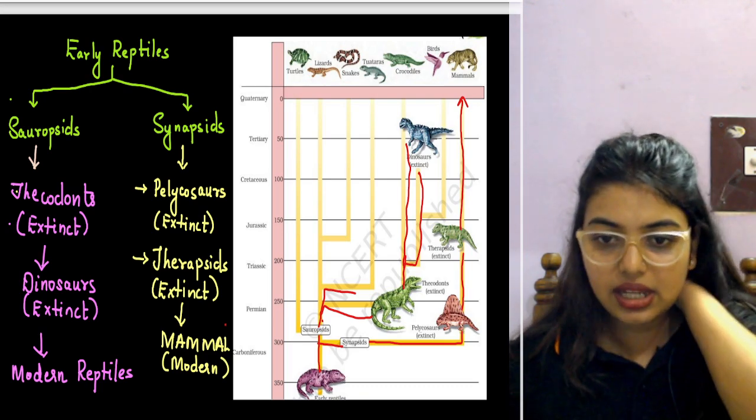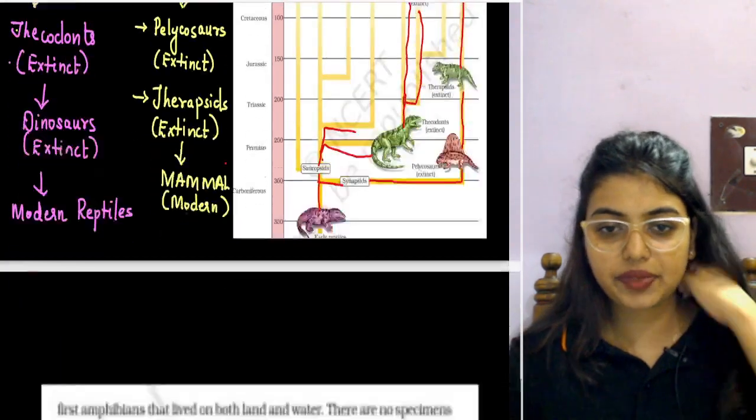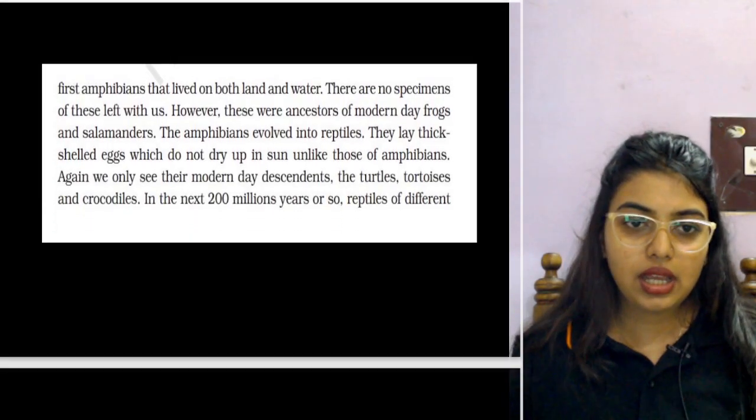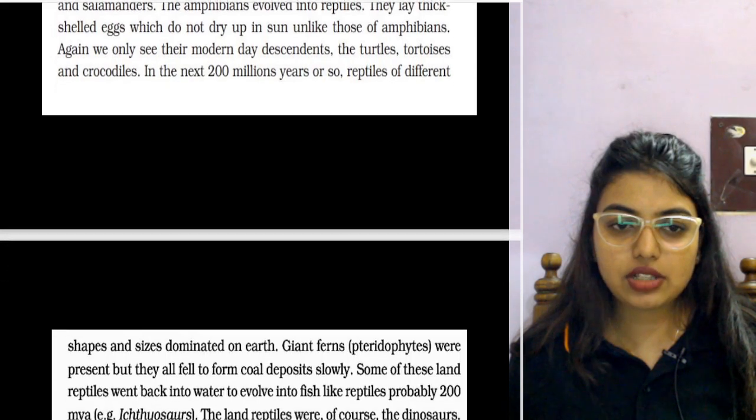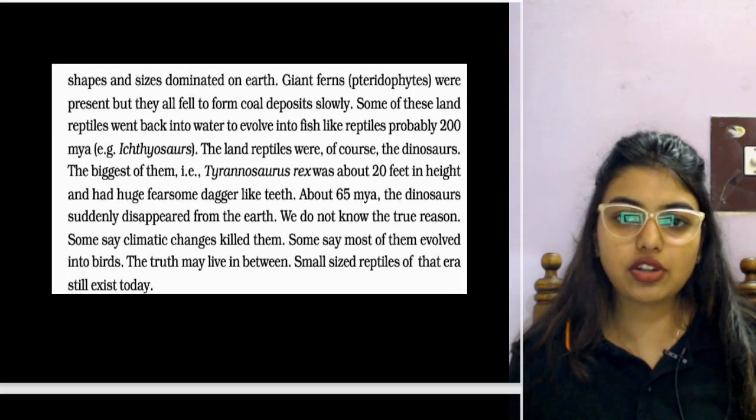I hope it is visible. Chalo, this is clear, no? Now, they laid eggs and all of that. In the next 2000 million years, reptiles of different shapes and sizes dominated the Earth.